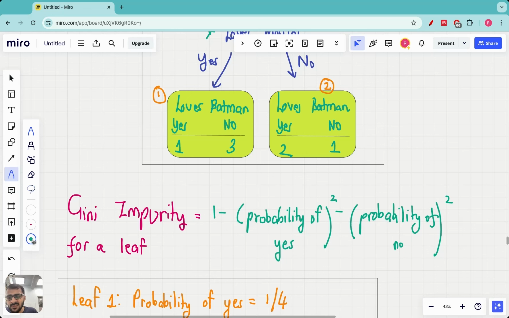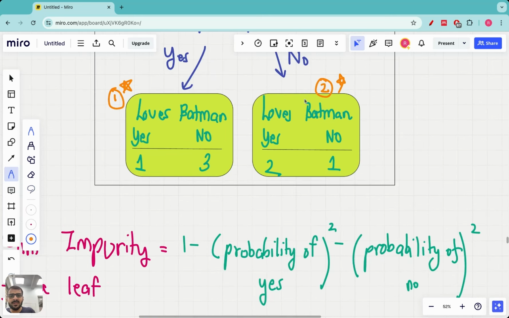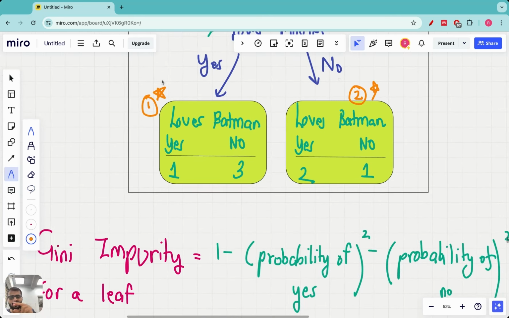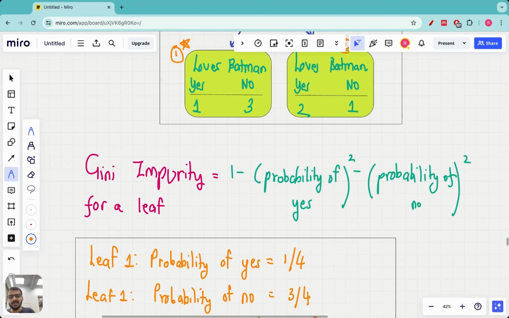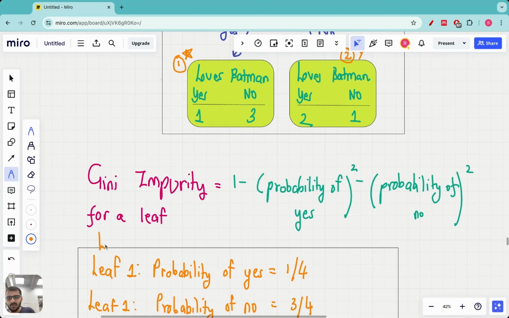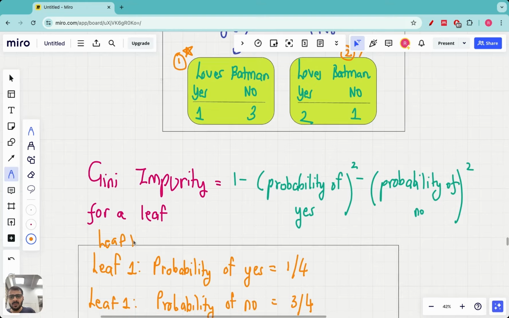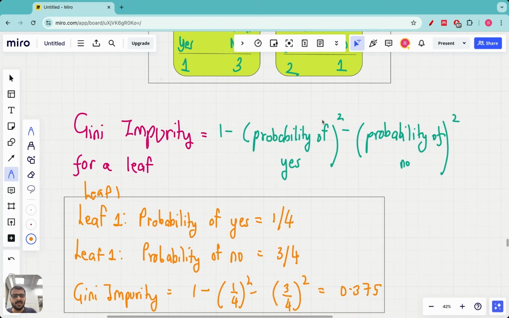So there are two leaves here, right? There is leaf number 1 and there is leaf number 2. So the first thing which you should understand is that the Gini impurity will be defined for each leaf. So we'll have two Gini impurities. So let's first calculate the Gini impurity for leaf number 1. So we need two quantities. We need the probability of yes and probability of no.